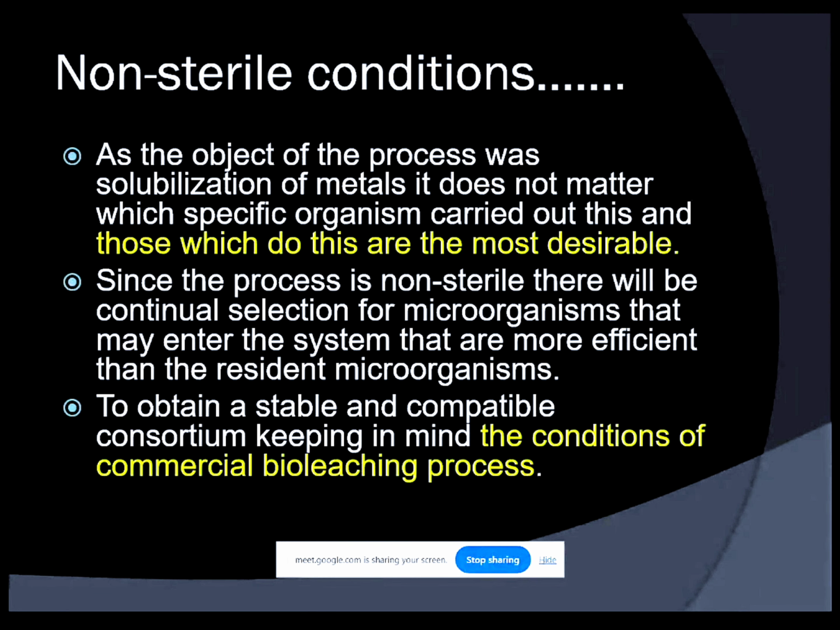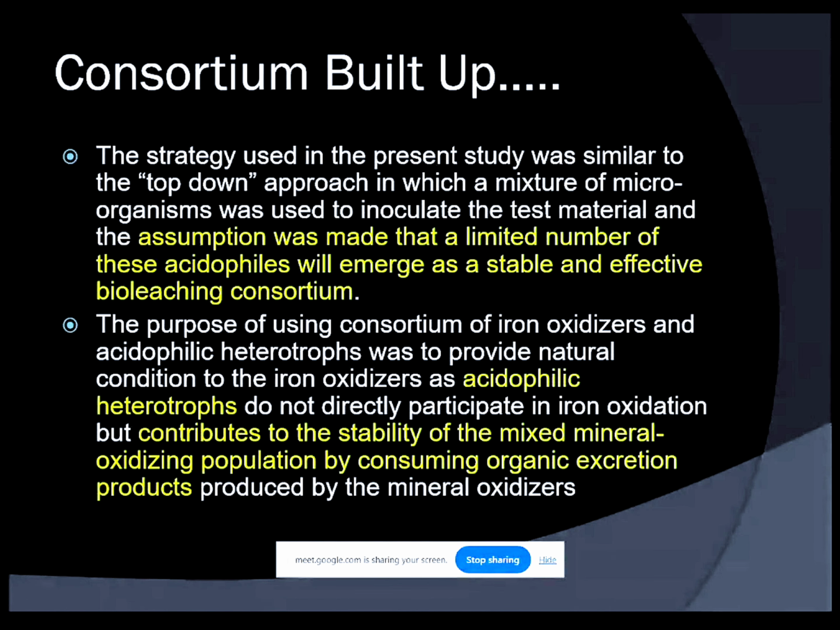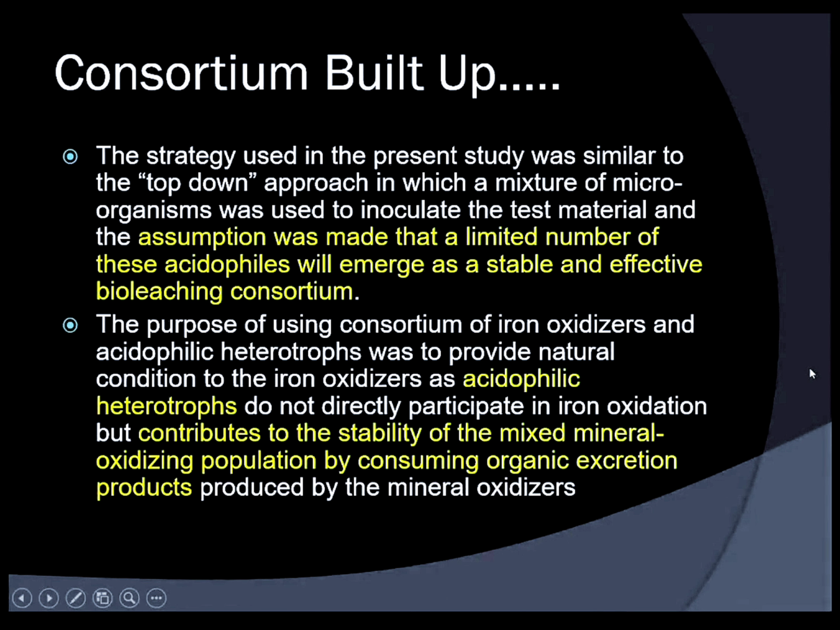So, as we have discussed in the last point, the way a consortium is built up can differ. The typical way of consortium build up is taking separate isolates and mixing them together to get a consortium. Okay, so that was a bottom up approach of consortium build up.